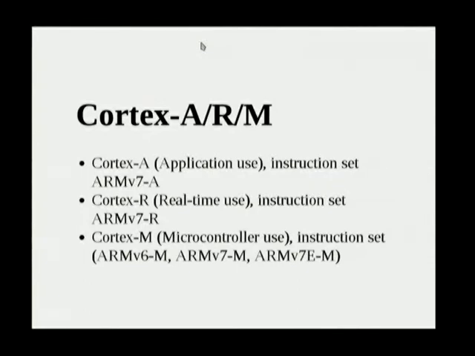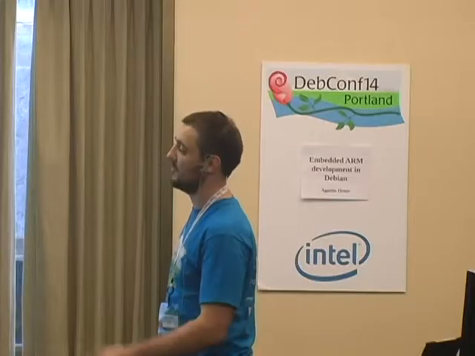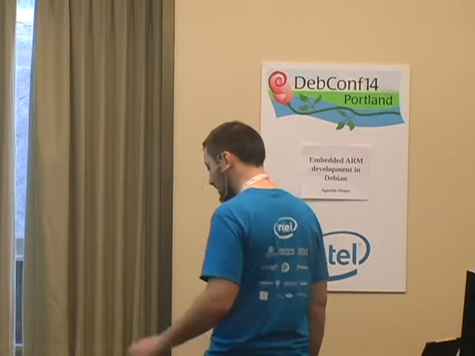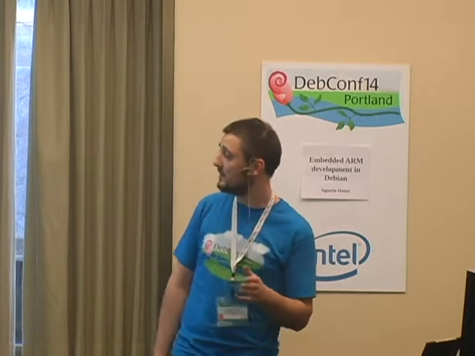This toolchain supports 3 big groups of ARM processors. The first one is the Cortex-A. It's for application use, the same that we have in ARM HF or ARMv7. The instruction set is what we have in those architectures, in those ports. The other one is the Cortex-R. This is for real-time applications, and the instruction set is the ARMv7-R.